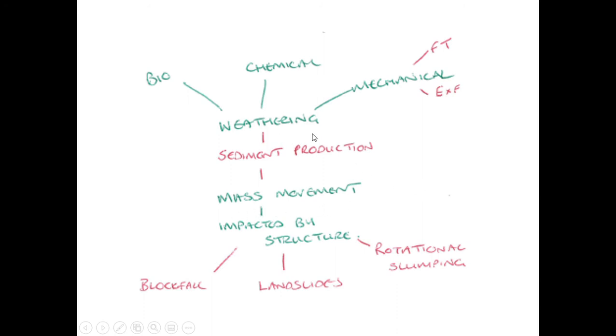So often this material is weathered, but it could be impacted by high levels of rainfall in permeable rock, or where there are different layers of rock. So the geological structure, the layering, can also have an impact on it, as can its lithology, and whether it may fall as blockfall, landslides or rotational slumping.